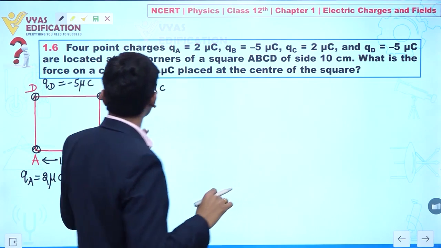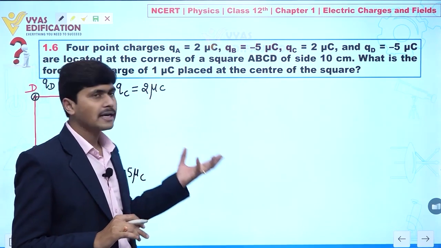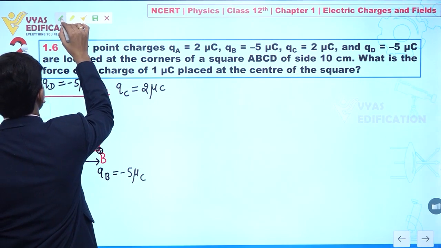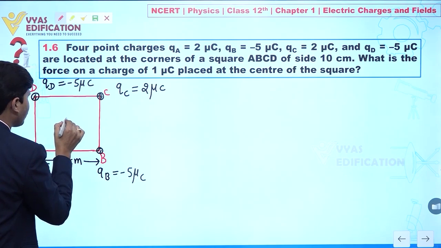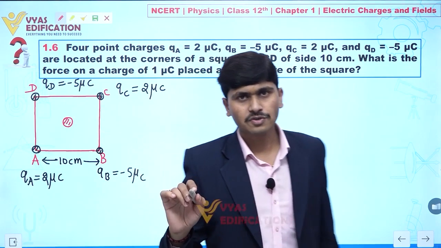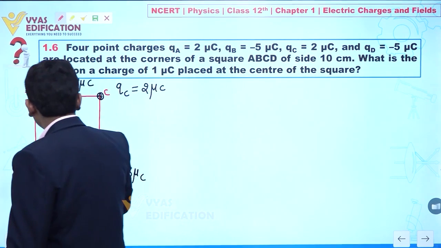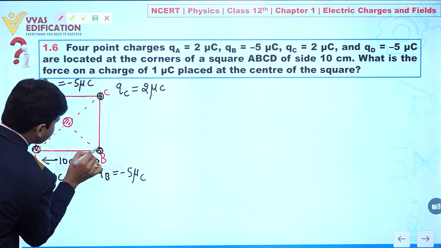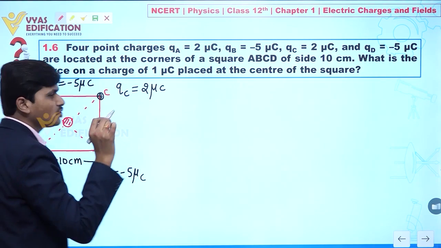Now what is the force acting on a charge of 1 microcoulomb placed at the center of the square? So let's suppose I am placing here a charge, and this charge is placed at the center of this square, clear, and let's suppose we find here the distance between these two charges.